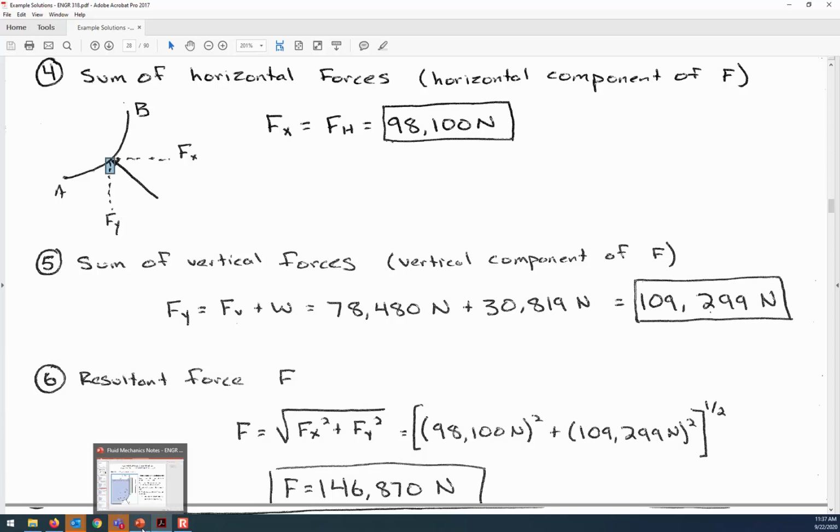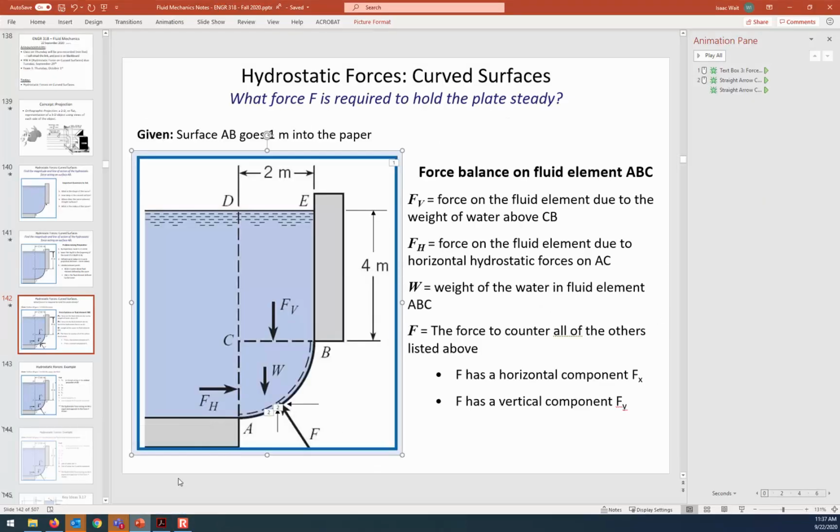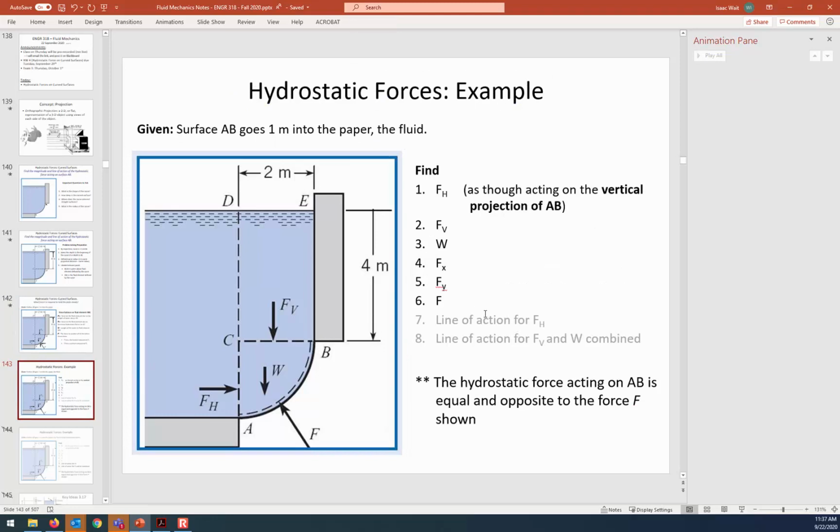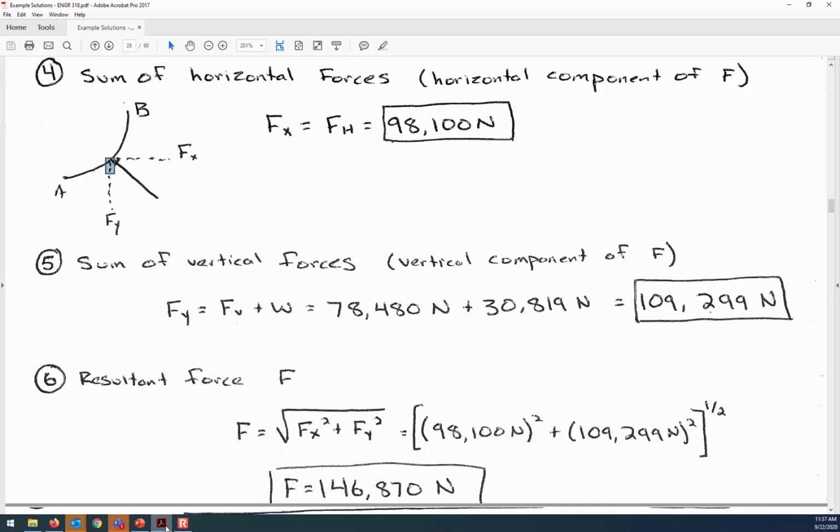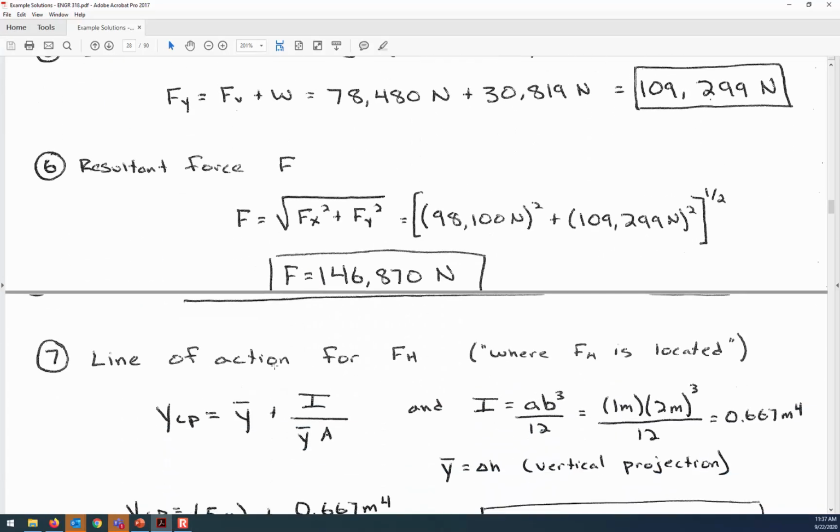All right. Now, we already found step 7, which was the line of action for the horizontal forces. So we know that this horizontal force is down, it was what, 5.0667 meters from the surface. But what about the resulting location of the vertical forces? There's this one, Fv, that's in the middle between B and C, and then there's W that's offset a little bit to the left. So we're going to talk about the location of those vertical forces.